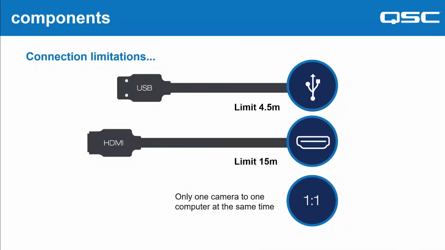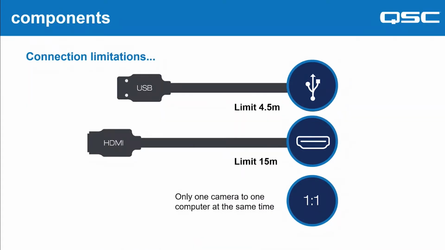And I'm sure we're familiar with this. Firstly, length limitations. USB is really length limited to about 5 meters on a good day. HDMI maybe 15 meters, probably a bit less in reality. And of course, these are designed to be point-to-point connections.